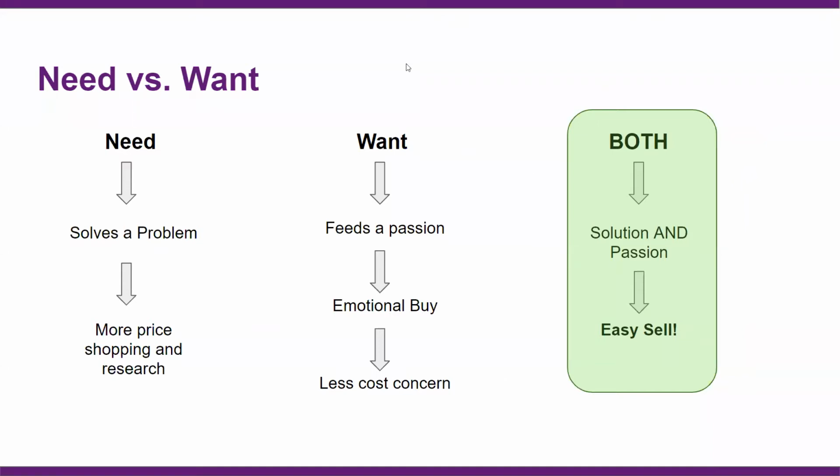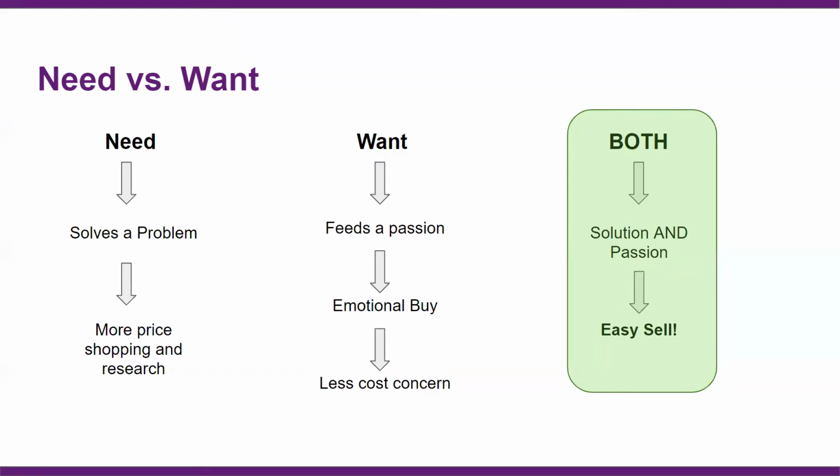So when somebody needs something, it's because it solves a problem. Maybe they're doing some holiday baking, and they need baking supplies. They need little cupcake cups and the little toppers for the cupcakes. They need those things because they're doing some baking with their daughters, for example. So it solves the problem that they're trying to solve, right? The bundle that you create, but they're more price shopping, they're more price conscious, and they'll shop for the price and they'll research it because they're really just trying to solve a problem, but they're not emotionally attached to it so much.